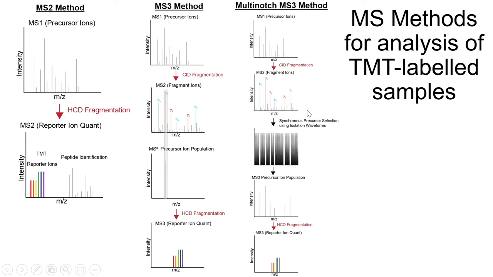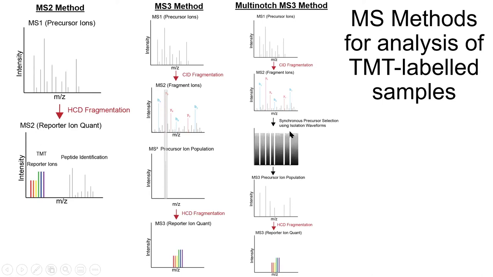And so here you first start with CID fragmentation. So you get your b and y ions, but you're not breaking off your label yet. But instead of just selecting one fragment ion, you're selecting multiple through something called synchronous precursor selection.